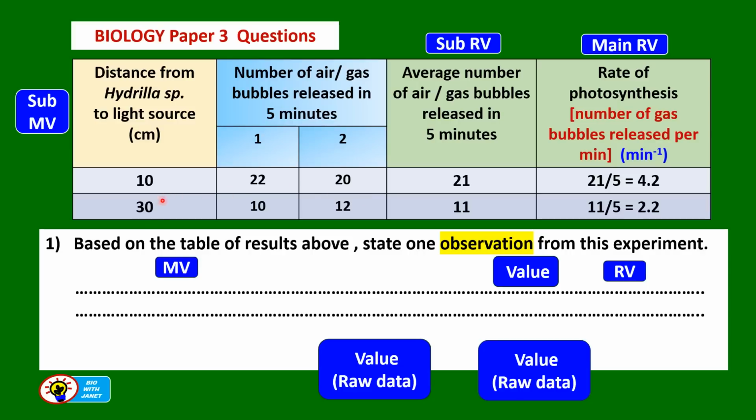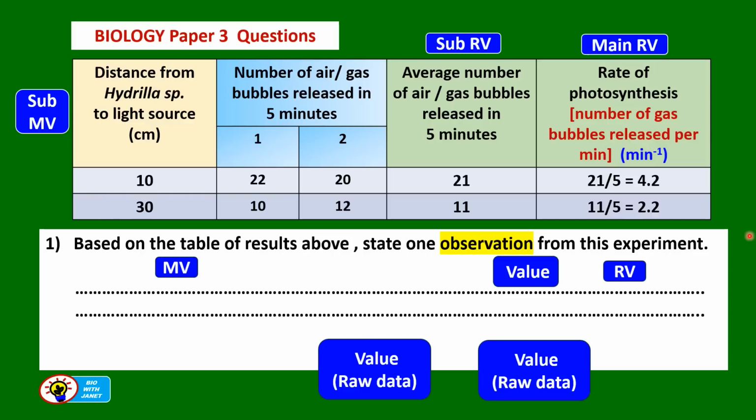So 10 and 30, these are the readings. There are 2 readings for the number of gas bubbles or air bubbles released in 5 minutes, and the average number, and finally the rate of photosynthesis, which is the number of gas bubbles released per minute. Now, based on the table of results above, state one observation from this experiment. Try the question first and try to recall what items you need to include for your observation.